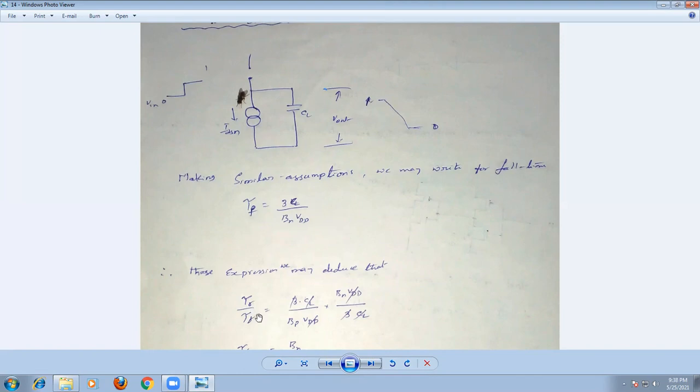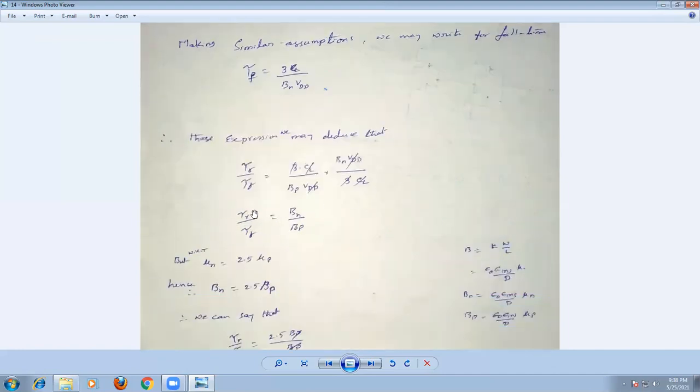Now substituting the equations here, they can be reduced like this. TR by TF is equal to 3 into CL divided by beta P into VDD, into beta N into VDD by 3 into CL. Substituting all these things here, we get TF by TR is equal to beta N by beta P. Okay, beta N by beta P.